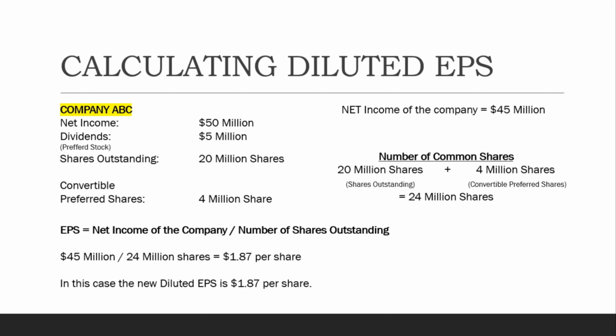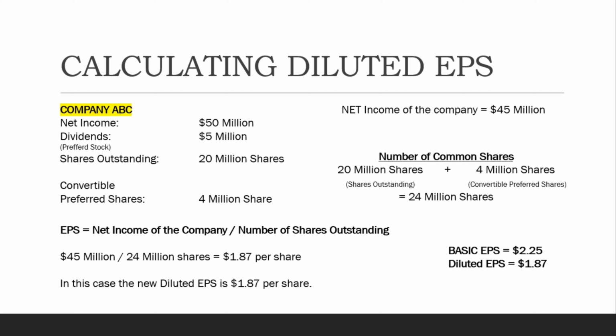So in this case, the new diluted EPS is going to be $1.87 per share, and since it's diluted, it's going to be watered down. Diluted EPS is always going to be less than the basic EPS. Okay, so in the previous example, the basic EPS was $2.25. Now the diluted EPS is $1.87.